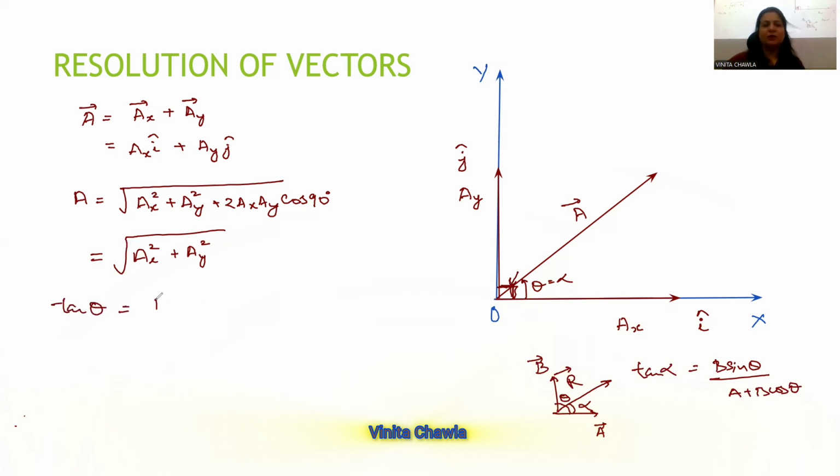It is equal to B. B is Ay, write Ay sine 90 degree divided by Ax plus Ay cos 90 degree. Cos 90 degree is 0, sin 90 degree is 1, so we can write Ay by Ax. Okay, clear?